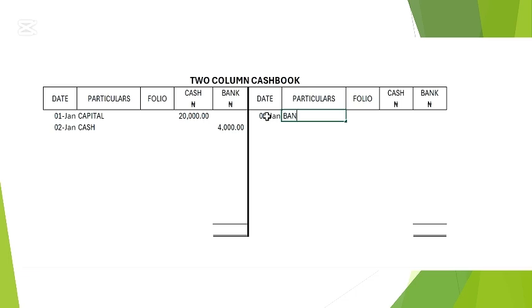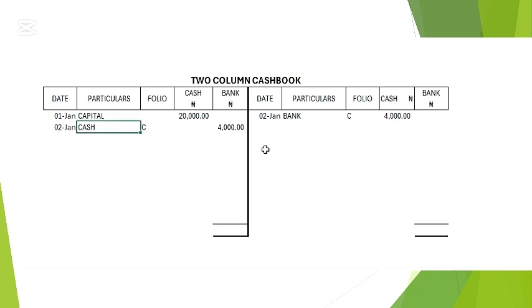At the same time, cash gives out, so on the bank side, money went to bank, so we have here how much? 4,000. This is what is called the contra entry. Put C on the folio to show that it is a contra entry. I mean the money left our cash, and it came to the bank. The two legs, debit and credit, appear in the same account.